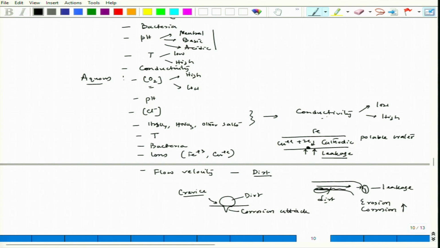Once a crevice is formed near that dirt region, you will see that corrosion attack happens. So, if we know whether that particular medium has dirt, and we can design something which filters out that dirt before it enters the pipeline system, we can have a good amount of protection and a long period of operation.